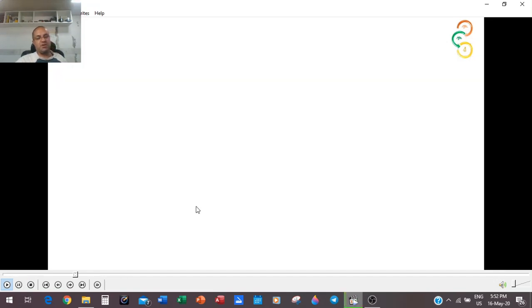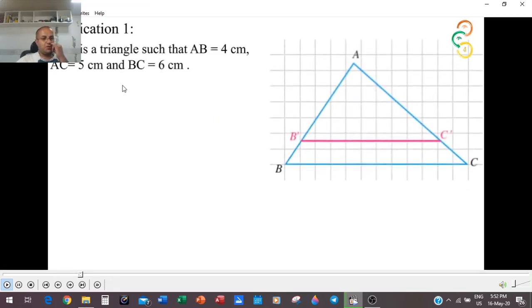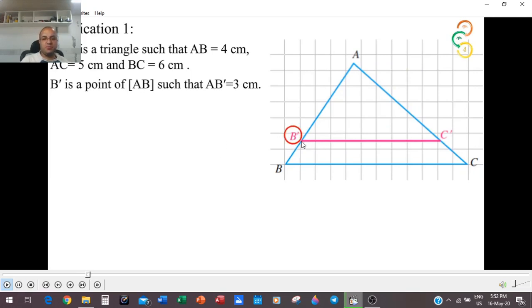Let's take an application. Application 1, also on page 85. ABC is a triangle such that AB equals 4 centimeters, AC equals 5 centimeters, and BC equals 6 centimeters. Okay, this is the given. B prime is a point of AB such that AB prime is 3 centimeters. Also, we have the measure of this segment AB prime.